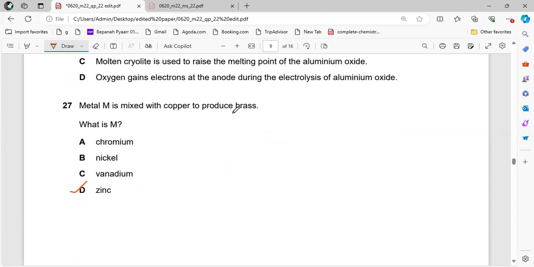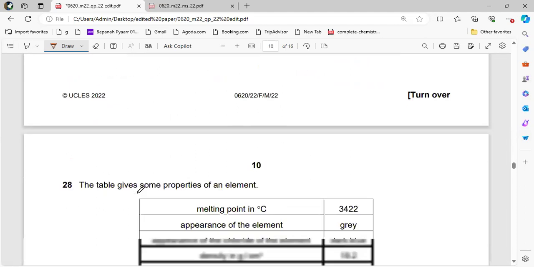Metal M is mixed with copper to produce brass. What is metal M? Now, brass is an alloy. Okay. So brass is made up of two elements, that is zinc and copper.